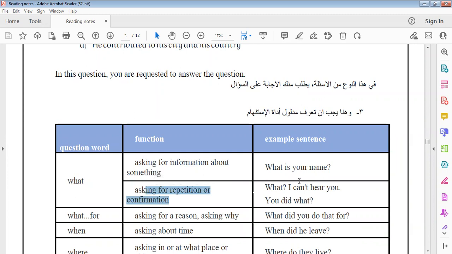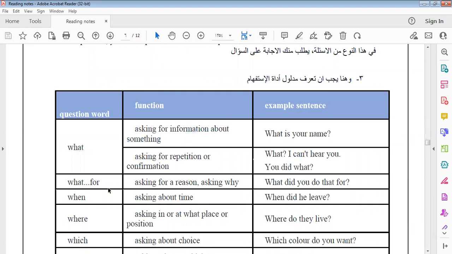For example, I say what, I can't hear you. It means I am not able to hear you. Or you did what? I want you to confirm. What for? It asks for the reason. Why? Asking why. Same meaning as why. What for is a synonym for why.